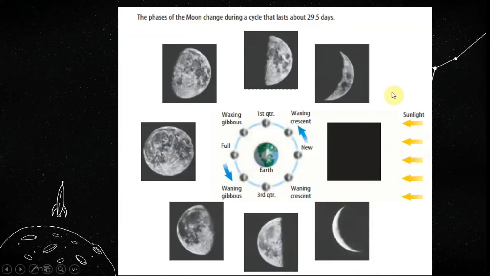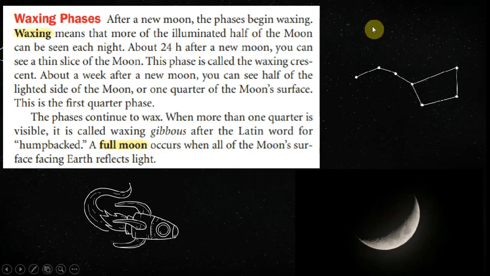And here, you can see a different photograph that shows what we call the phases of the Moon. The phases of the Moon change during a cycle that lasts about 29.5 days. Waxing phases. After a new moon, the phases begin waxing. Waxing means that more of the illuminated half of the moon can be seen each night.